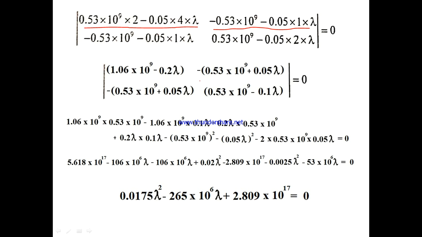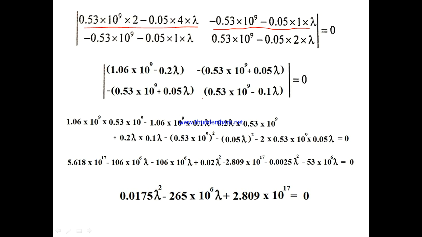Now I am going to multiply this. Here I have added and multiplied all these values. Finally I got 1.06 into 10 raised to 9 minus 0.2 lambda, this total value, and minus 0.53 into 10 raised to 9 plus 0.05 lambda. Here I took a minus common on both sides, so I got a plus value. Here also the same thing, I took a minus from both and got a plus. So here the minus remains as it is.